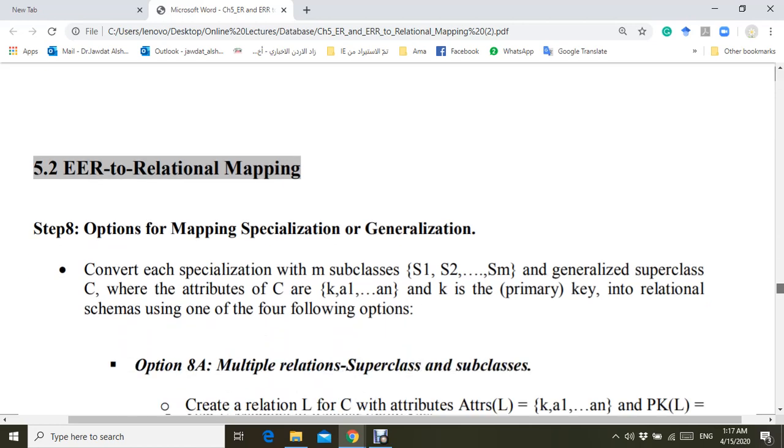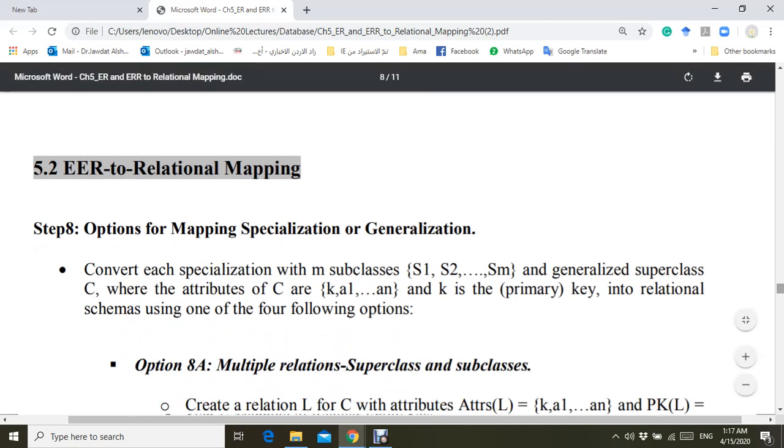The next lecture will be about how to map EER to a relational schema, or relational mapping. Remember EER includes superclasses and subclasses and how to deal with them. This will be the subject of our next class.